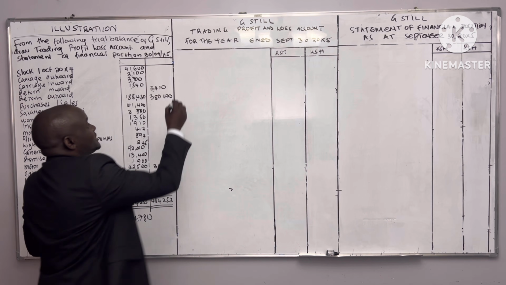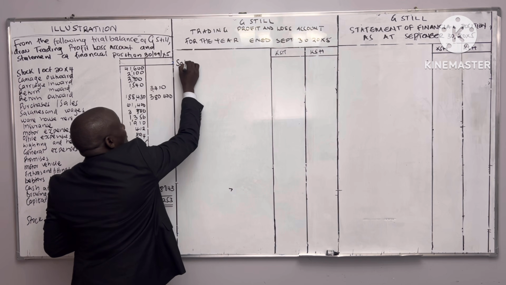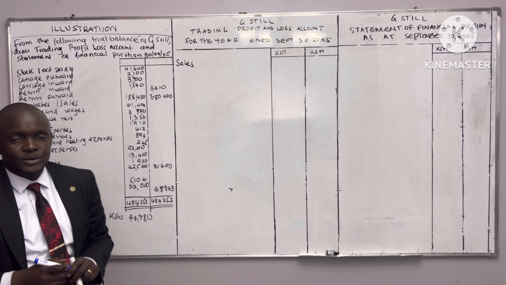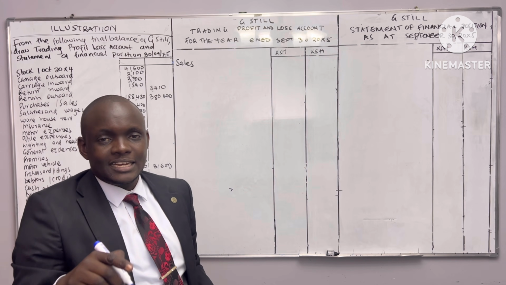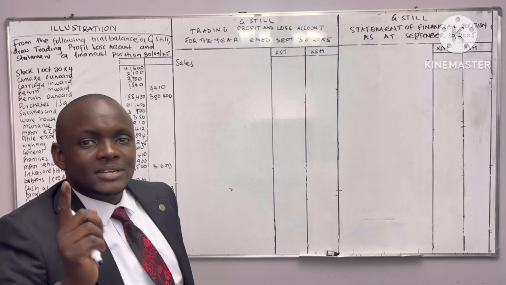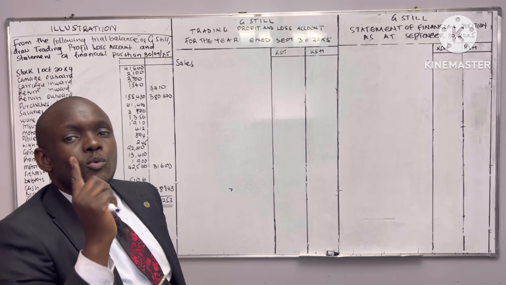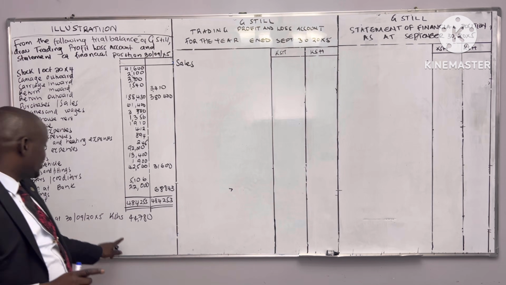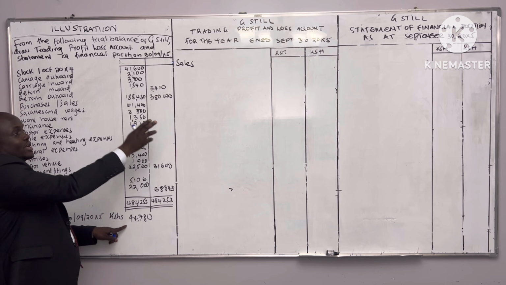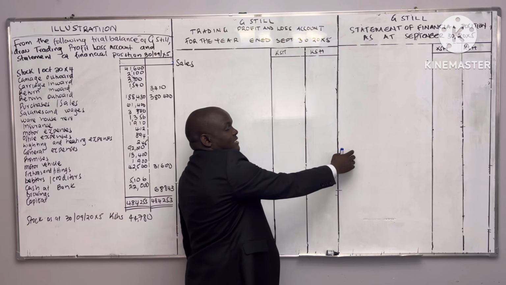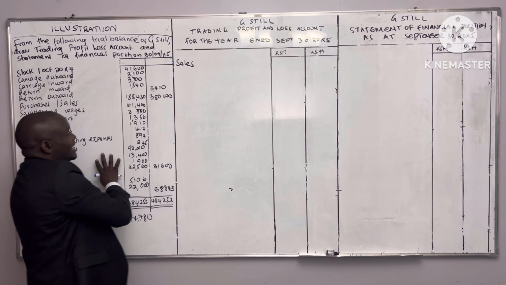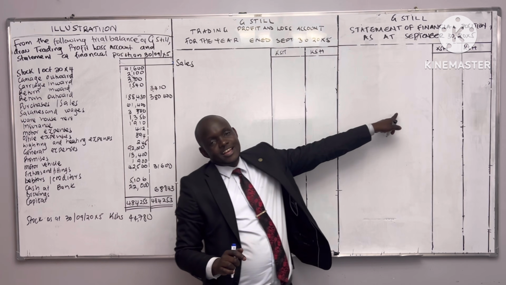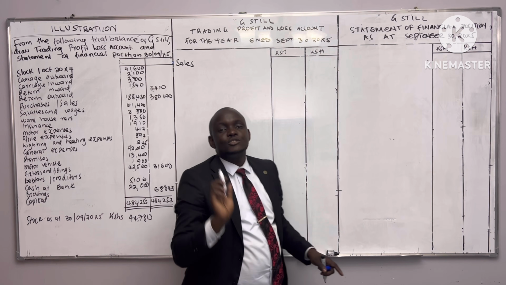So let's do this. We start with sales. As I said in the previous video, just a recap, every transaction in this trial balance is posted once, while every transaction in the additional information is posted both in this and also this. Every transaction in the trial balance is posted once, here or here. I'll be ticking to confirm that.